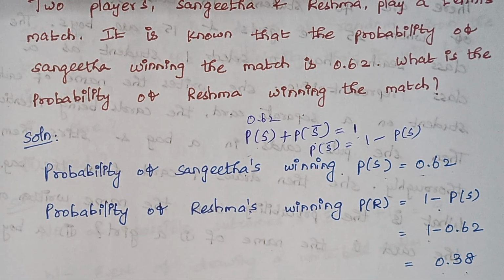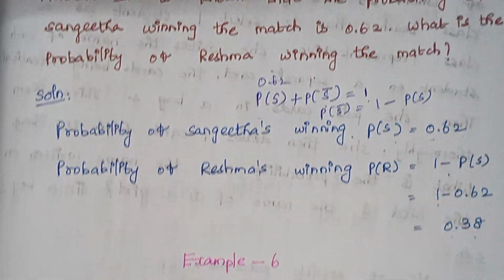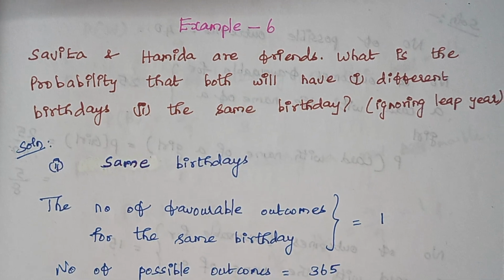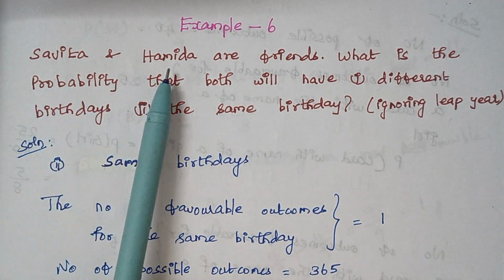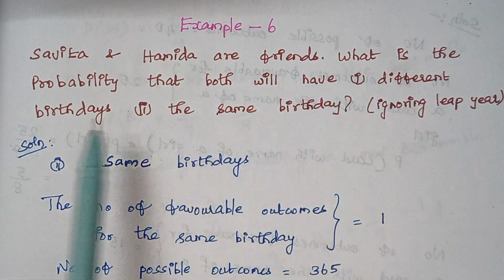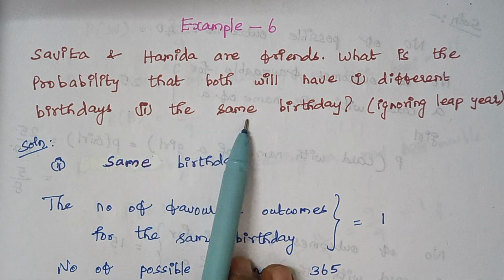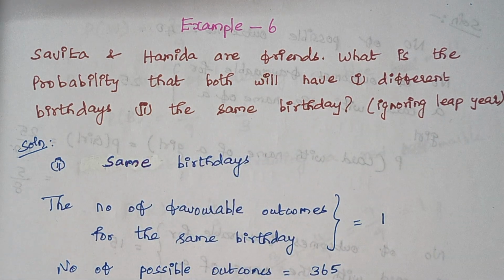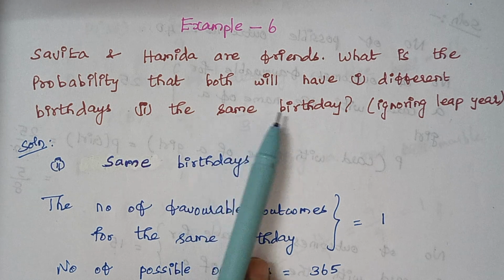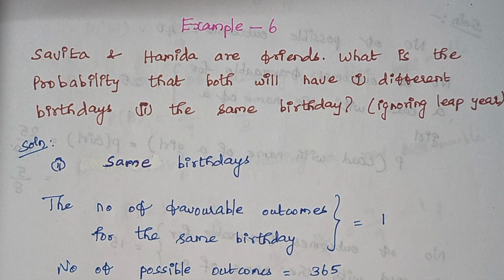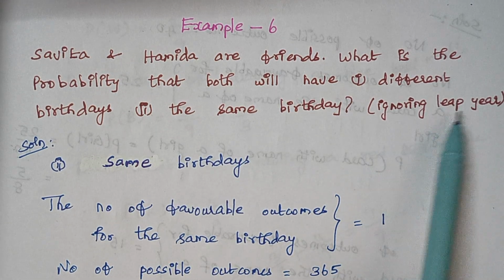Now we will proceed with our example 6. Savita and Hamida are friends. What is the probability that both will have different birthdays? And the second option is same birthday, ignoring the leap year. So here in this case, in order to avoid confusion, I started solving the second one first, and with the help of this answer, I calculated the first one. So here you see, ignoring leap year.